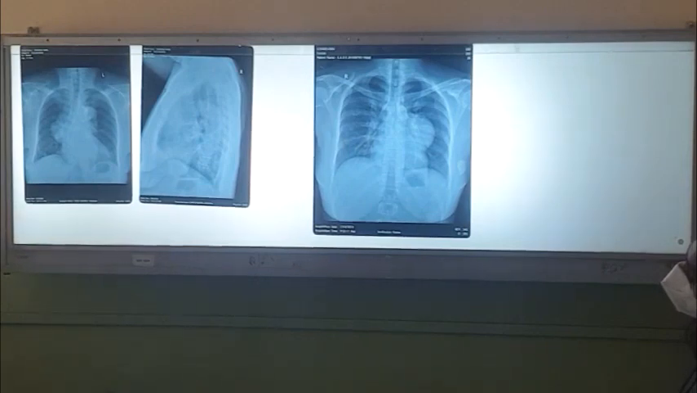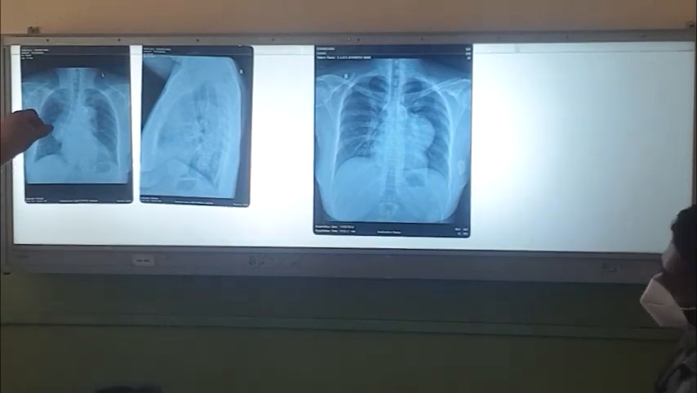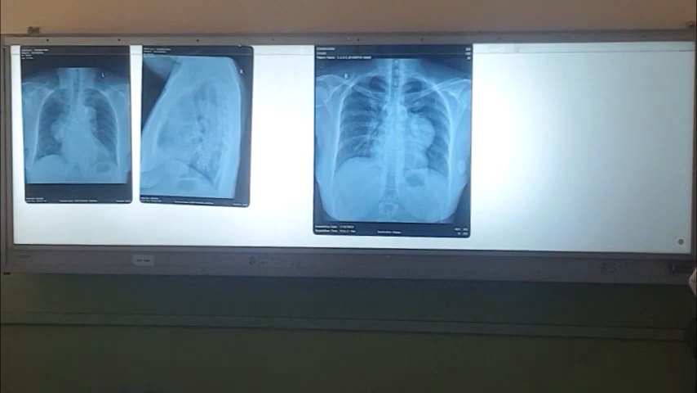What you have to notice here is, even though there is a mass here, through that mass you can see the vessels, right? So the vessel margin is intact. That means this mass is not touching the vessel margin. Okay?